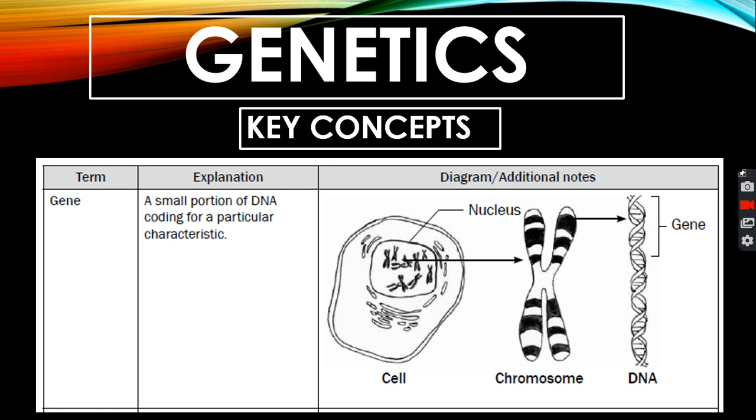So, the genes that we are talking about are inherited from generation to generation. They've got a genetic material in them that is being transferred from one parent to the other. So, a gene is then a small portion of DNA coding for a particular characteristic.